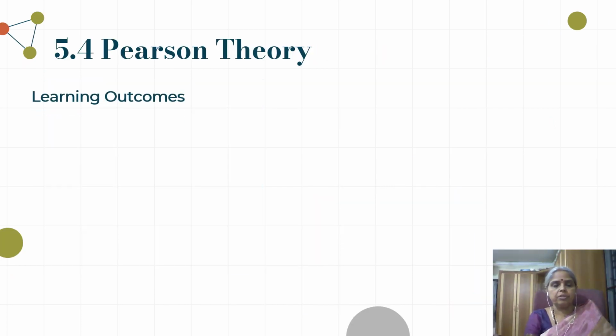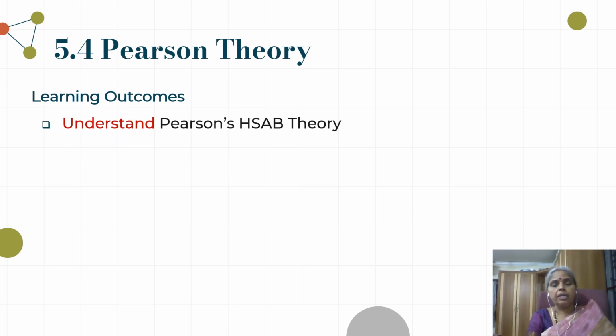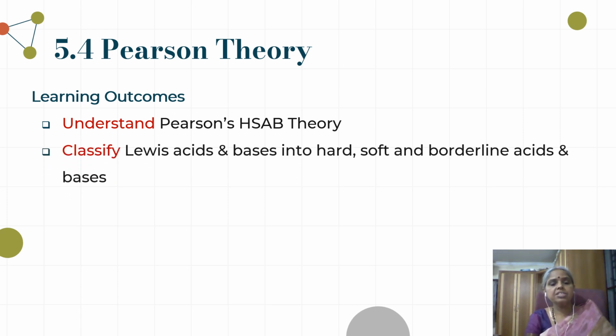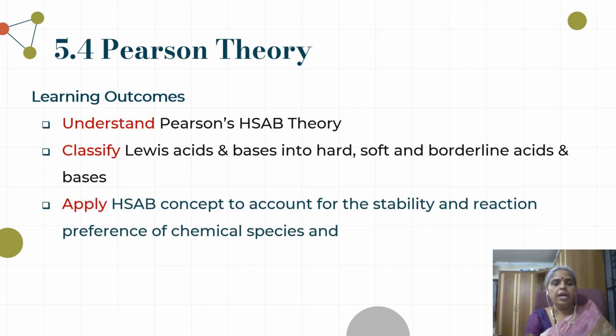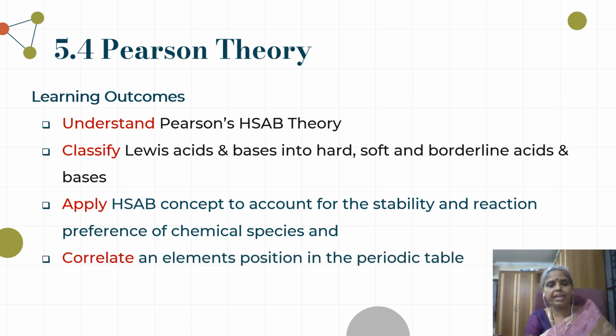Learning outcomes. By the end of this chapter, the learner should be able to understand Pearson's hard and soft acid-base theory, classify Lewis acids and bases into hard, soft and borderline acids and bases, apply the HSAB concept to account for the stability and reaction preference of chemical species, and also correlate an element's position in the periodic table with its hard or soft behavior.